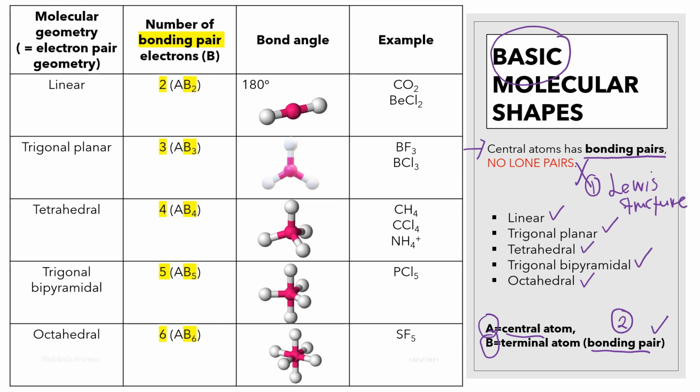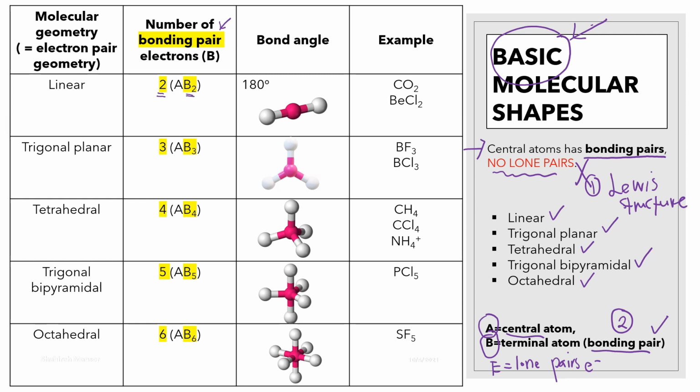So actually we have another symbol, iaitu E. E adalah symbol for lone pairs electron. But in basic molecular shape, since kita tiada lone pairs, so kita takkan ada symbol E in our formula of geometry. From the Lewis structure, awak akan identify bilangan of the bonding pair around the central atom. Sekiranya we have sebanyak 2 bonding pair, so the formula of the geometry will be AB2.